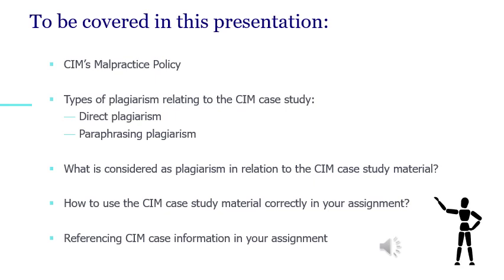We will consider the different types of plagiarism, ranging from direct plagiarism and paraphrasing plagiarism, some of which may be unintentional. We will then go on to discuss what is considered as plagiarism in relation to the long CIM case study material, which contains a great deal of information in written form and in tables. We will then discuss the ways to use your case study material correctly in your assignment and ensure that you are using the correct referencing approach, which is the Harvard system, which again you should use for all of your CIM assignments.